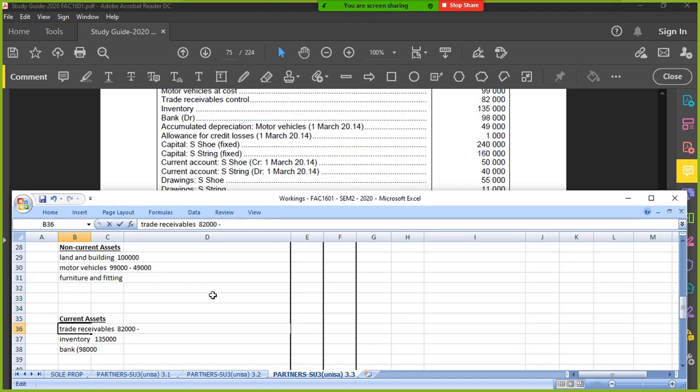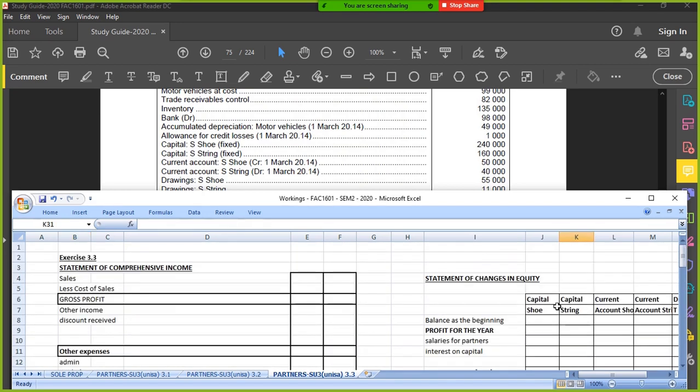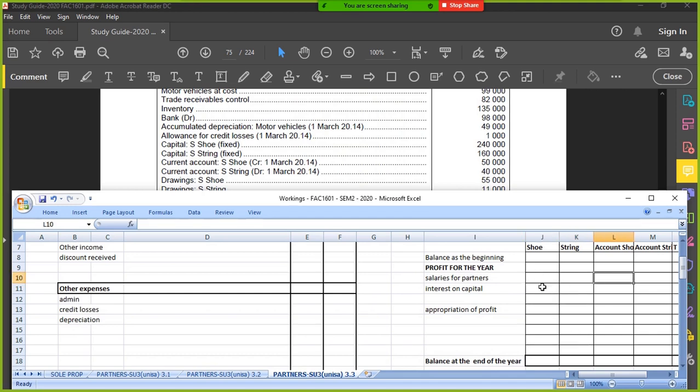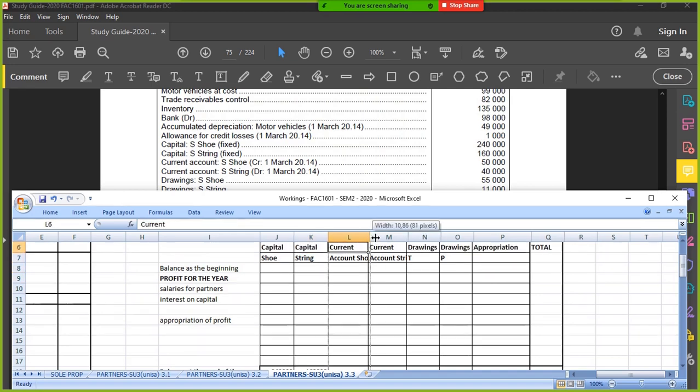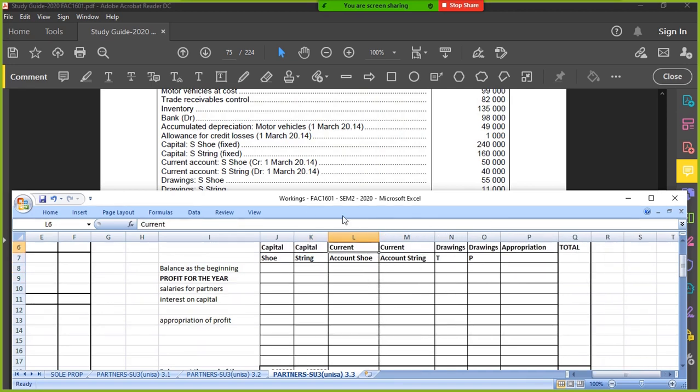Capital, so that would be SOCI. Yes. So for Shoe, it's 240,000. Just be careful. This is 240, but because of the date, I'm going to show that at the bottom here because it's the end of the year. And then String is 160,000. Current accounts, this would be at the beginning of the year. Why? Because of the date. So credit for Shoe is a positive, so that would be 50,000.